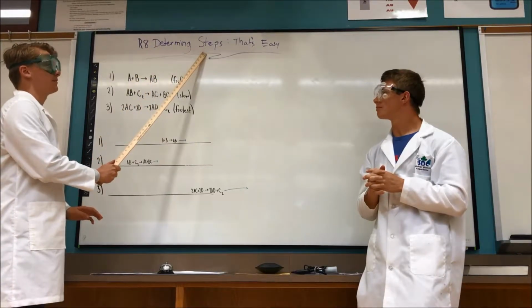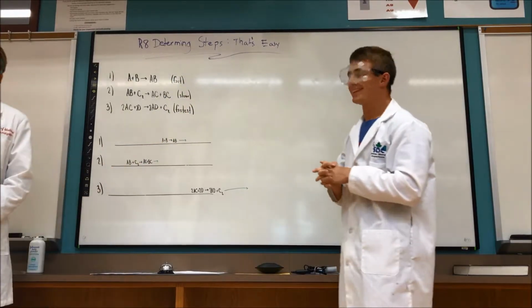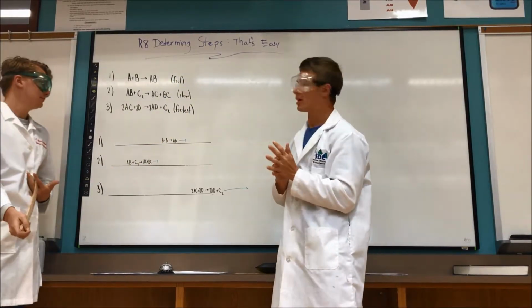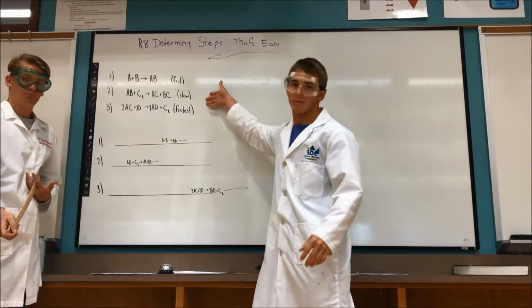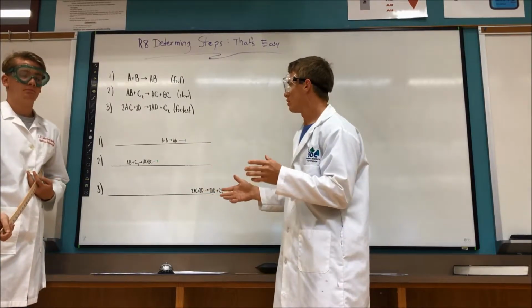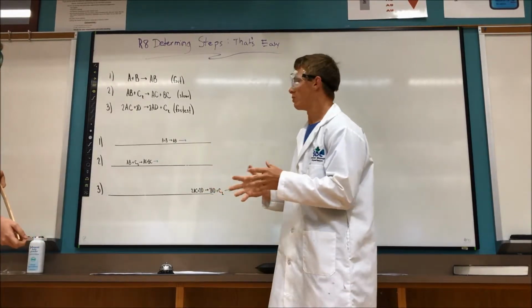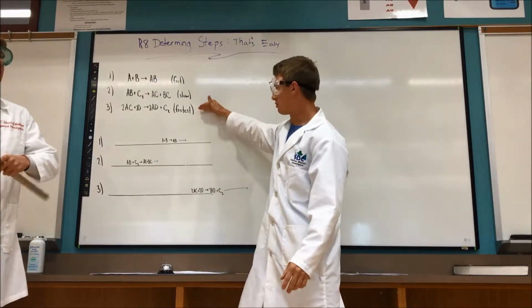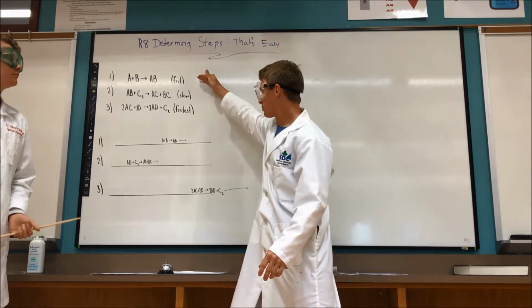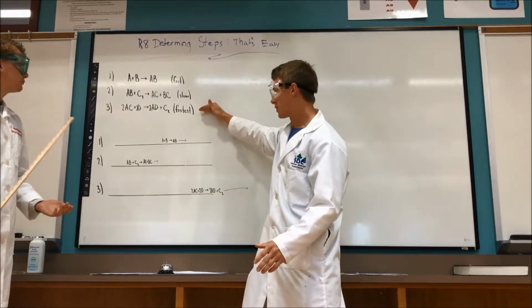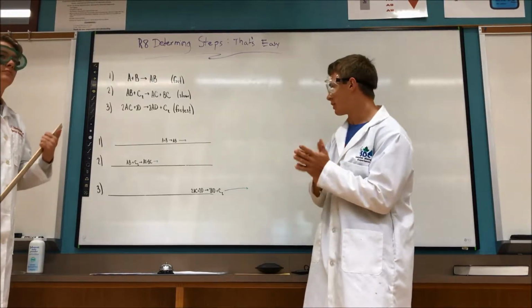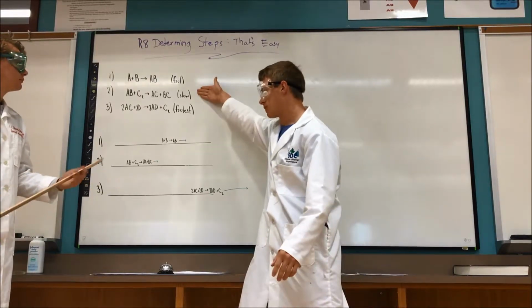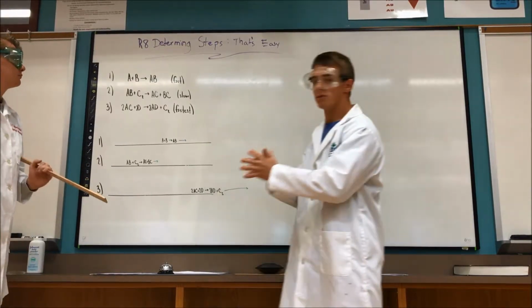Rate determining steps. That's easy. Eli? So for rate determining steps, what we're looking at is which of the steps in a multi-part equation is going to be the one that determines the rate. So as you can see, we've got 3 parts to an equation here. You've got a fast, a slow, and a fastest section. So just by logic, you would say the slow step is going to be the one that determines the rate.